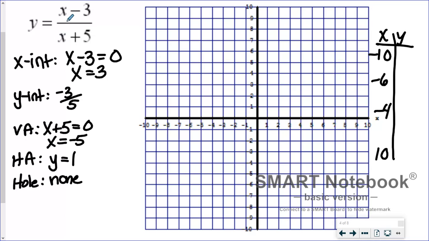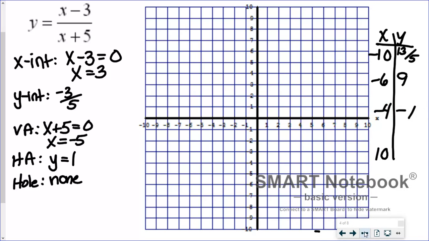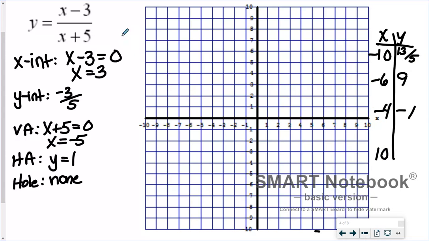When I plug in negative 10, we will get negative 13 over negative 5. So that is 13 fifths. Plug in negative 6, we get negative 9 over negative 1, which is just 9. Plug in negative 4, you get negative 7 over 1, so negative 7. All right, and plug in 10, you get 7 over 15.